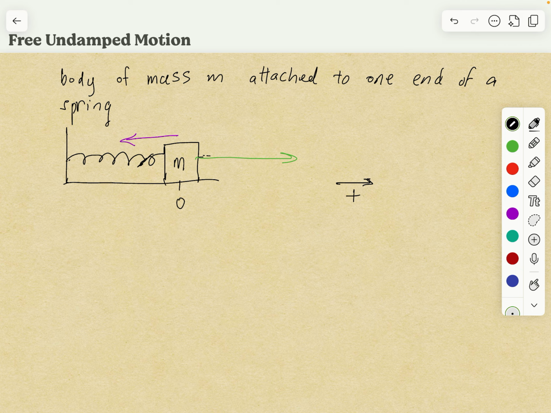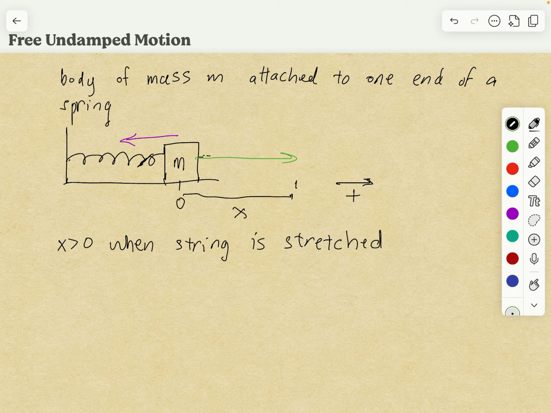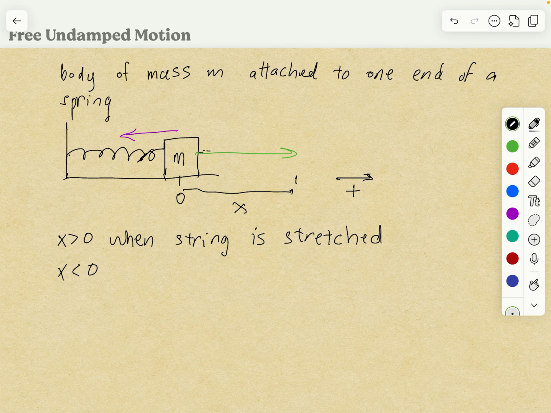And let's say that you move it to a distance x away. So x is positive when the spring is stretched, and x is negative when the spring is compressed.